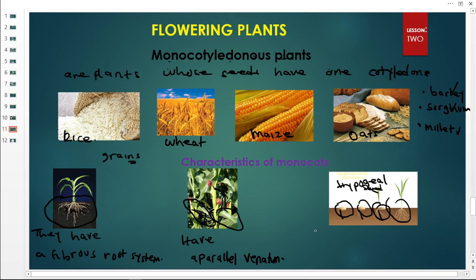all monocot plants have seeds that undergo hypogeal germination. So once again, we are looking at characteristics of monocots. We've said one, their seeds undergo hypogeal germination. That's where the cotyledon remains inside the soil, then they have parallel leaf venation, then they have a fibrous root system, and their seeds have one cotyledon.